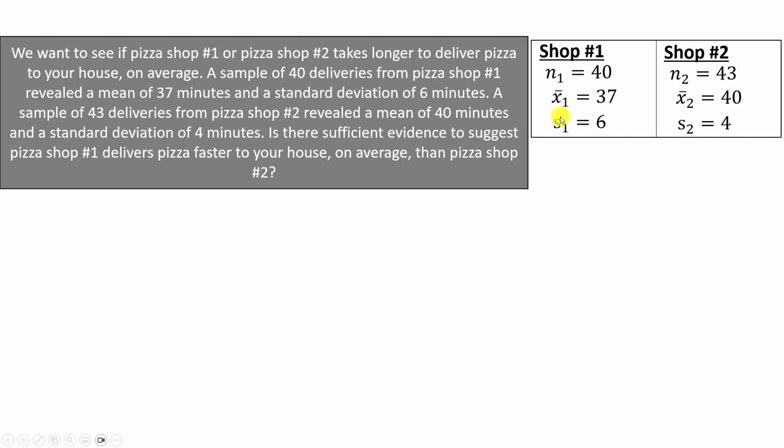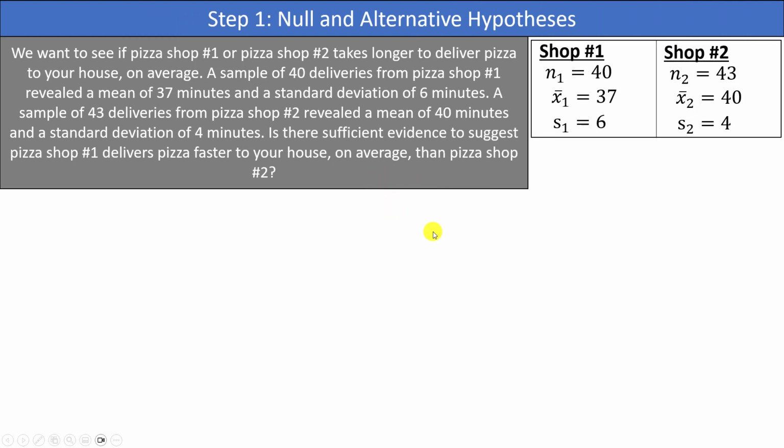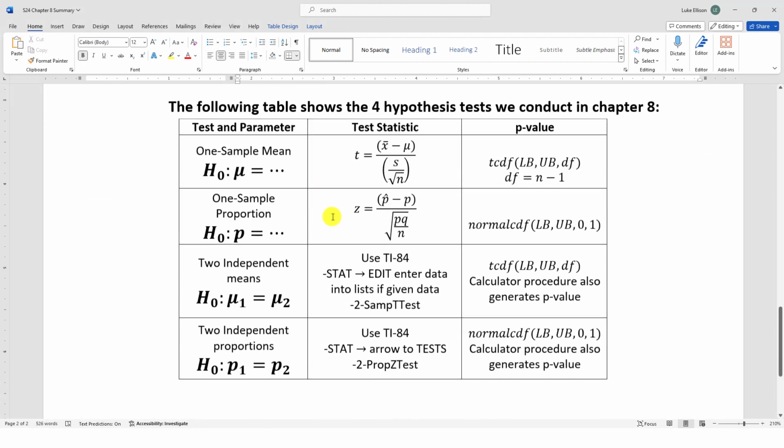So already we can see, based on the sample means, it does appear that the first pizza place is a little bit faster than the other one, but it could be just due to chance that we got a slightly smaller mean here, and maybe if we did another sample, it could be the other way around. We want to determine if this is definitive evidence that we really can state that the first pizza place is faster than the second one. So the first step is to set up our null and alternative hypotheses. And once again, I will refer you back to the handout that I've looked at in previous videos here.